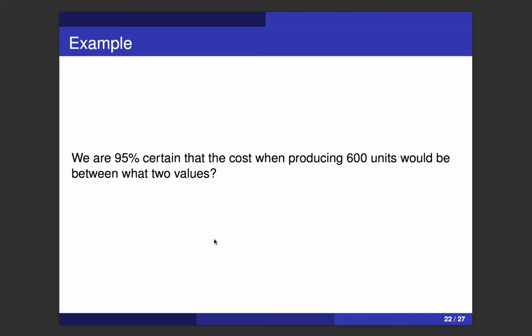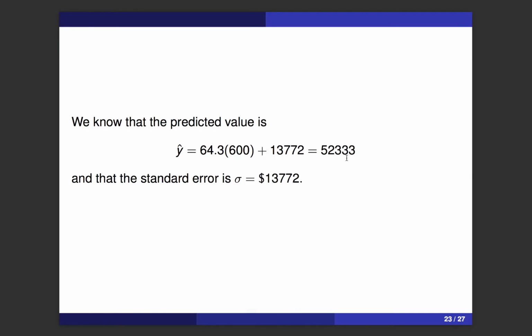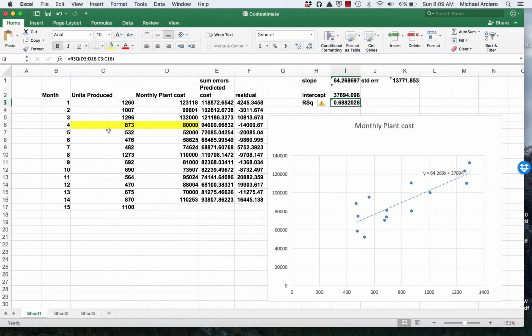So let's do an example, and this is similar to one of the chapter 53 problems. We want to find 2 values that we're 95% certain that when we produce 600 units, the cost is going to be between those 2 values. Now, how do we do that? Well, we need to find 2 standard errors of the predicted value for 600 units. Notice that 600 is not a value of our units produced, but it doesn't matter. Even if it were a value, we'd still be using the predicted value.